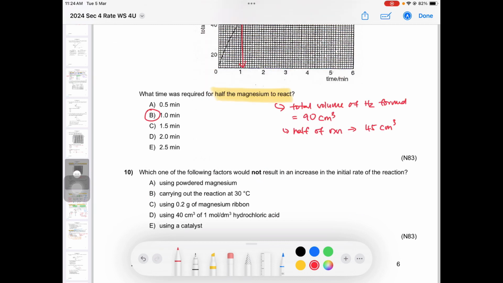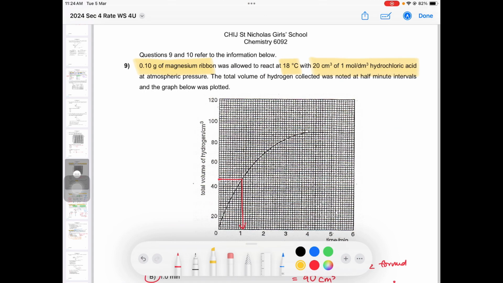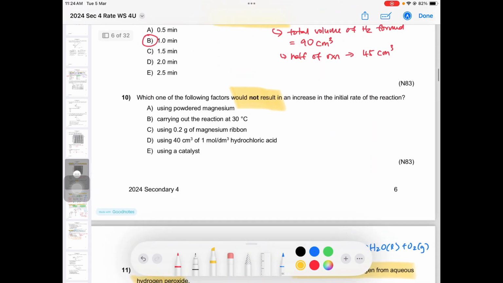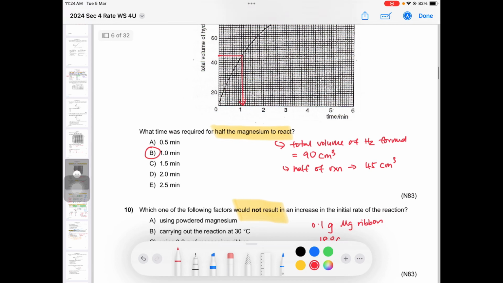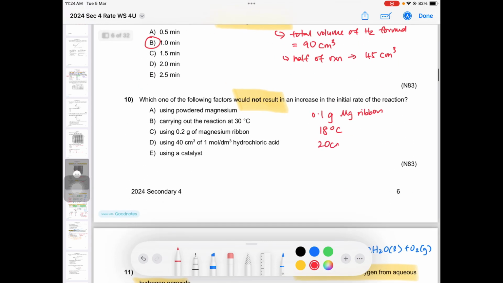Question 10, related to number 9. Which one of the following factors would not result in an increase in the initial rate of reaction? So if you were to look at the original conditions, I'm using 0.1 gram of magnesium ribbon. It was carried out at 18 degrees Celsius, and I'm using 20 cm cube of 1 mole per dm cube HCl. So these were the original conditions.